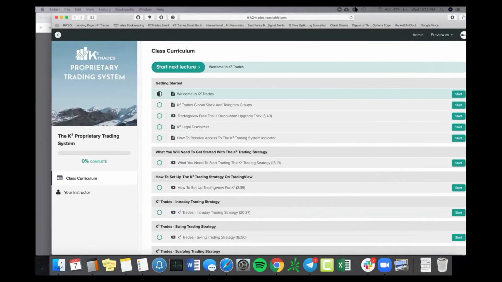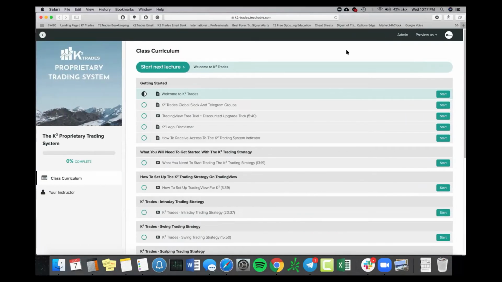All right, so if you log into our course, this is what it looks like. We'll have the getting started section here. I'll have the links for the global Slack community, which is just for premium members, and then the Telegram groups that you're already in: the K2 alerts group and the K2 chat group. And right here, I show you how to get a TradingView upgrade for free, basically. Maybe a free 30 days. You can do that a couple of times, but I don't recommend doing it for too long.